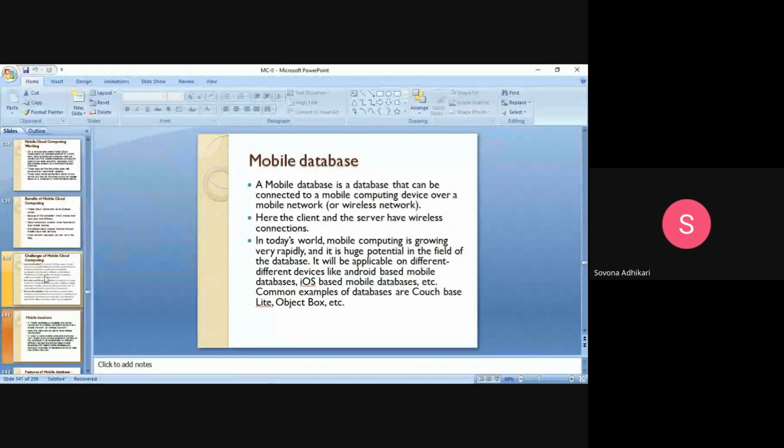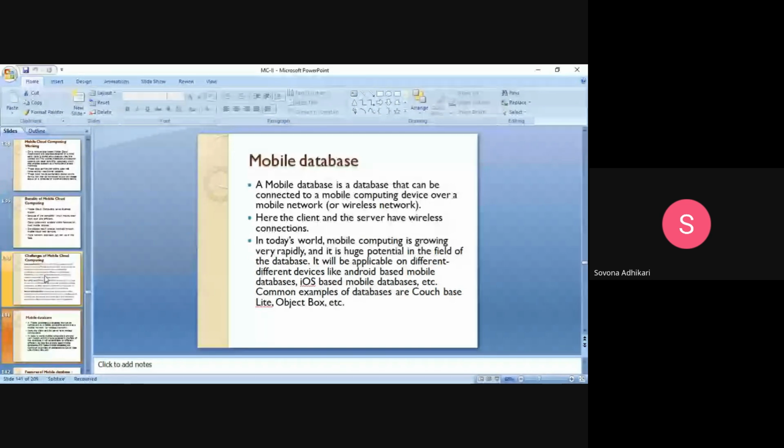So after mobile computing, we come to the mobile database. You know that a database is where data is stored logically, where the related data are stored in a place that is called the database. So what do you mean by mobile database? The database we know, but what do you mean by mobile database?